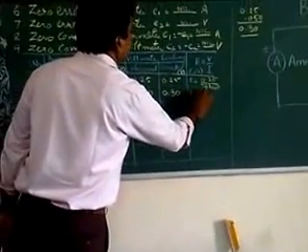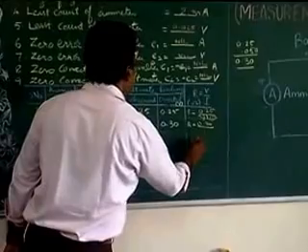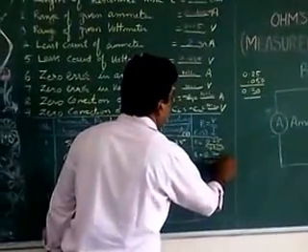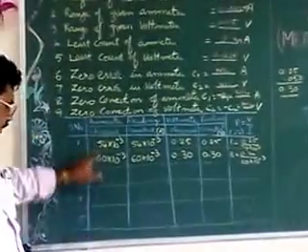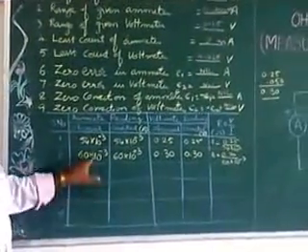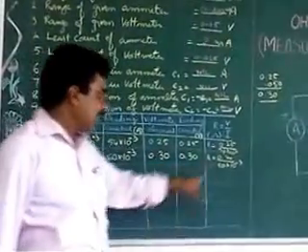Then R is equal to 0.30 by 60 into 10 to the power minus 3. In this way, you have to take 5 readings for different values of ammeter readings. For different ammeter readings, you will get different voltmeter readings, and you divide to find the value of resistance each time.